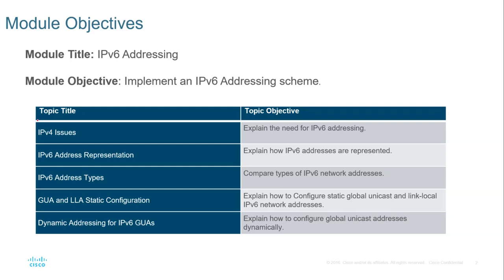So the topics to cover: issues with IPv4, then representation of IPv6 address, then IPv6 address types. Then we have global unicast address and link local address, static configurations, how to assign these IPv6 addresses statically. And then we have dynamic addressing for IPv6.